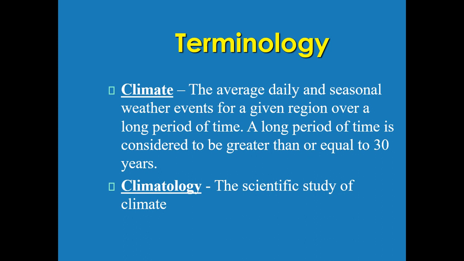So climate, the scientific definition, is the average daily and seasonal weather events for a given region over a long period of time. Usually that period of time is considered to be greater than or equal to 30 years. So we look at 30 years of weather data in determining the climate. Now, climatology is the scientific study of climate. We do have scientists known as climatologists, and their primary role is to look at the climates and to see how those climates have changed over time. And they do so much more important work and research as well.